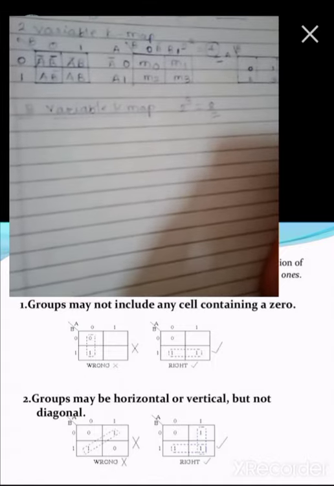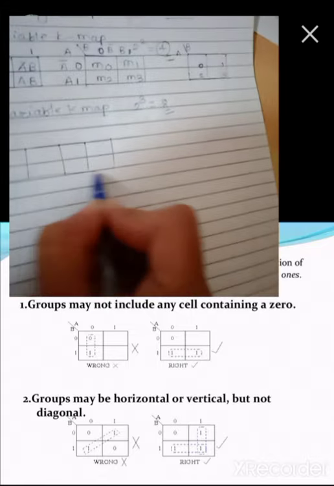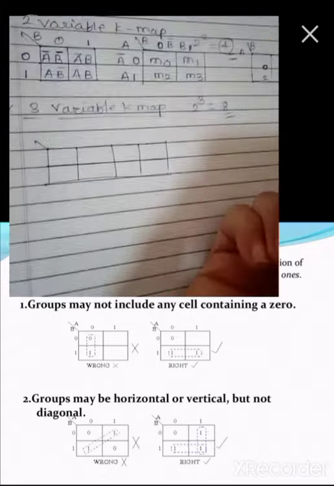Now a 3 variable K-map means 2 raised to 3 is equal to 8, so it will contain 8 blocks. Now how to draw a 3 variable K-map? Like this. So this contains 8 houses: 1, 2, 3, 4, 1, 2, 3, 4, that means 8.